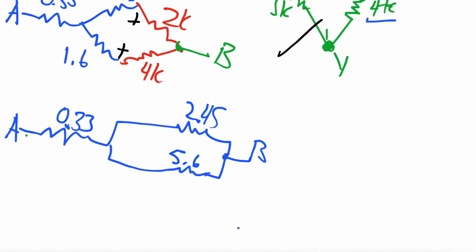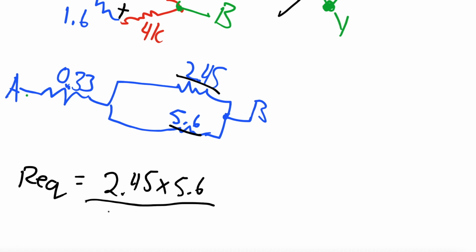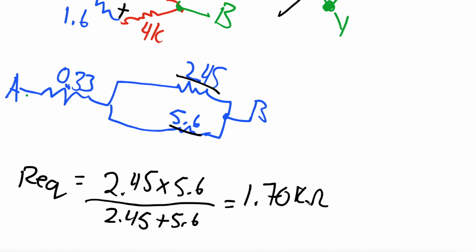Well, how do we solve this? This is very simple because we know that 2.45 and 5.6 are in series with one another. So because they're in series with one another, we know how to solve that. To find the equivalent resistance, it's equal to 2.45 multiplied by 5.6 divided by 2.45 plus 5.6. And let's see what we get. We get 1.70 kiloohms. So our final REQ for this one is 1.70 kiloohms, but now we have to finish it for the last step, right?